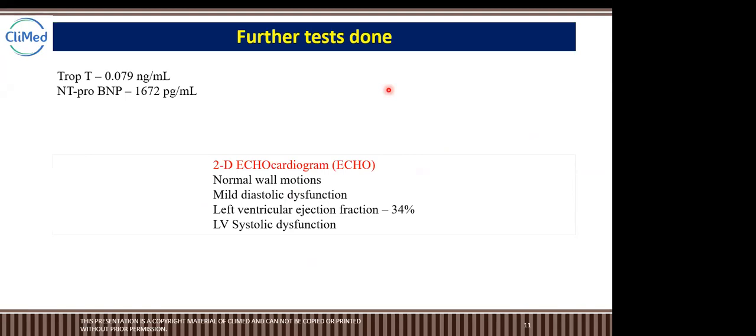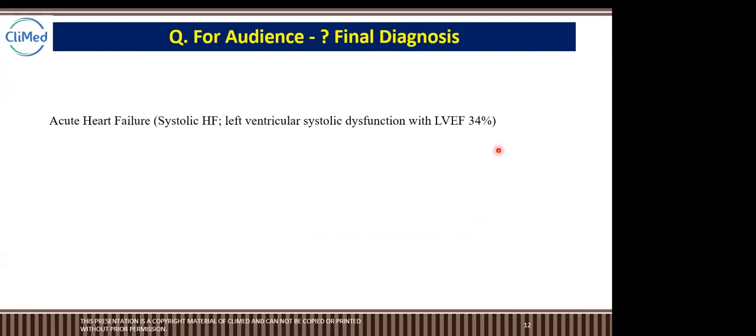So this is quite higher. Now what could be the final diagnosis? Let's see. The final diagnosis is acute heart failure with systolic heart failure, left ventricular ejection fraction 34. And then what else should be?